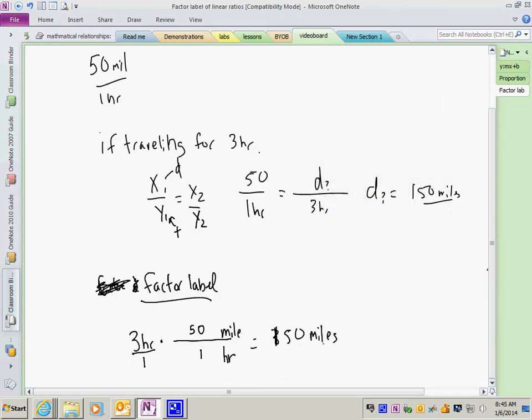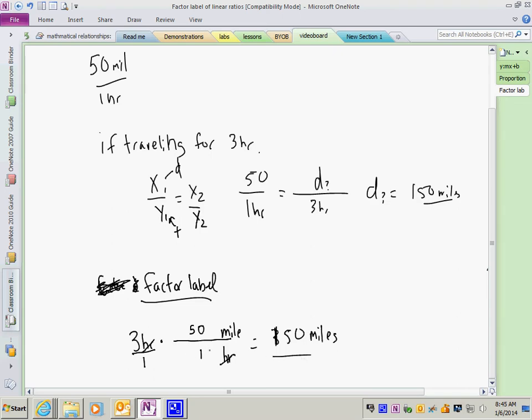Now, the reason why this is nice is because if your units cancel and you're using appropriate, meaning accurate, relationships, then technically it should work out that the answer is correct. We call this factor label.